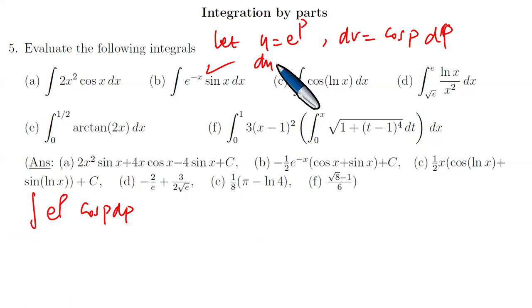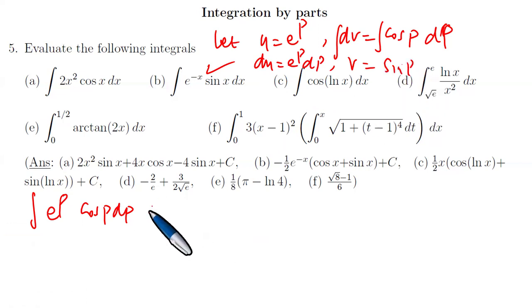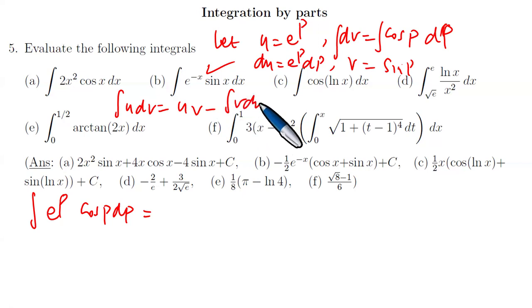So let's first find du: u equals e to the p, so du is e to the p dp. And then for this one, you integrate both sides and you get v is actually the sine of p. Okay, integration by parts: the integral of u dv is uv minus the integral of v du. u is e to the p, v is that. So it is e to the p sine p minus the integral of v, which is sine p.